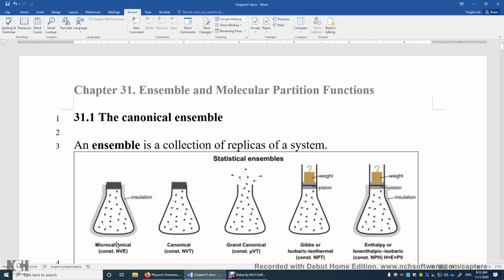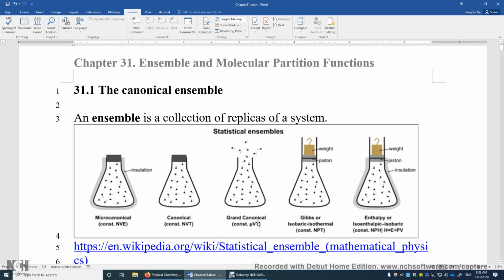The micro-canonical ensemble with constant N, V, E. N is the number of particles, V is the volume, E is the energy. Canonical ensemble with constant N, V, T. T is the temperature. Grand canonical ensemble, constant mu, V, T. Mu is the chemical potential of the particle.